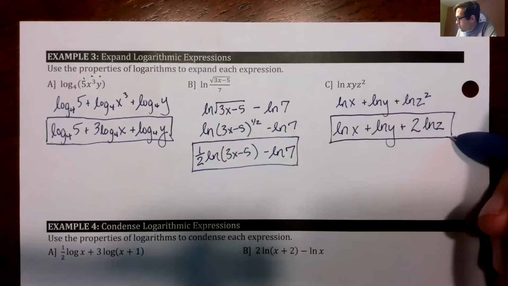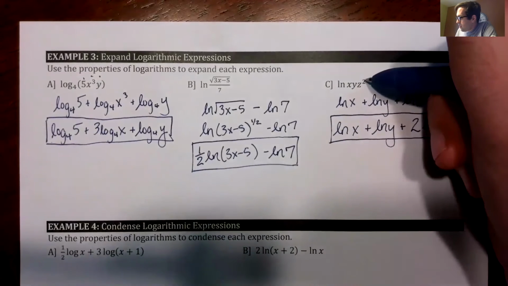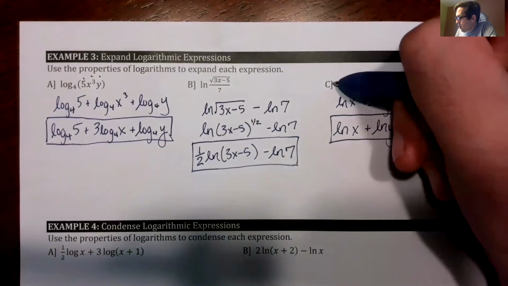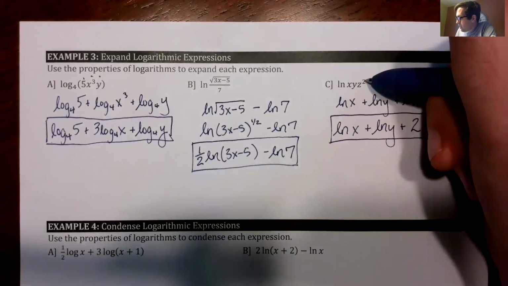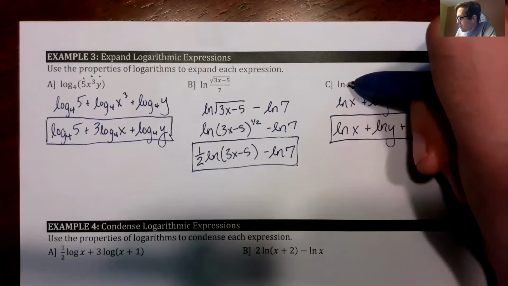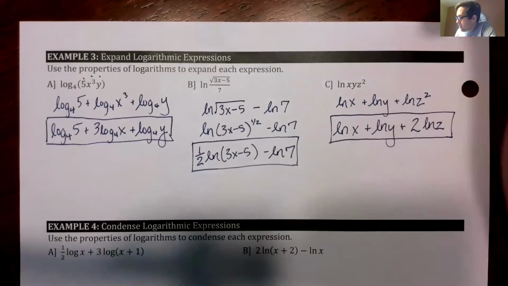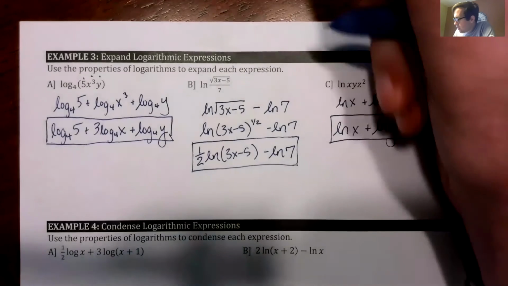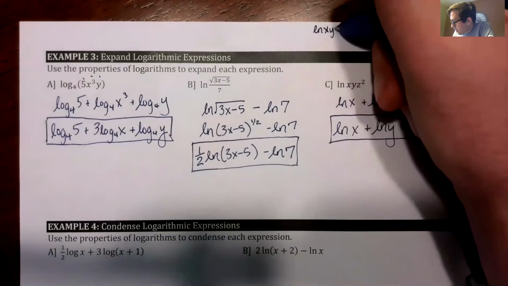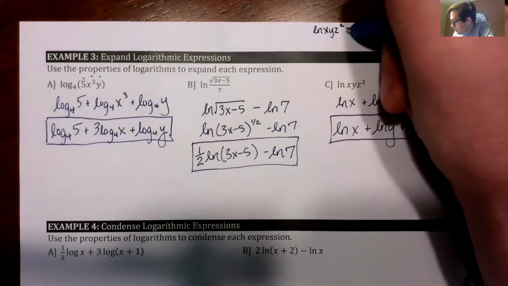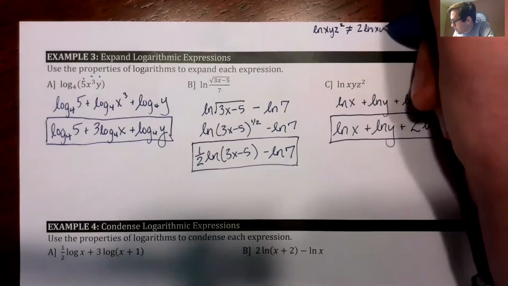I want to return to the beginning of this question for just a second and make sure that you're aware that this 2 could not be brought in front of the natural log in this step because the exponent here is only on the z. It's not on the x, y, z squared. So maybe we can write this note at the top: the natural log of x, y, z squared does not equal the natural log of x, y, z.